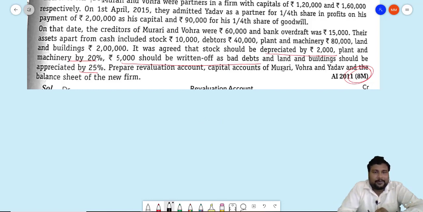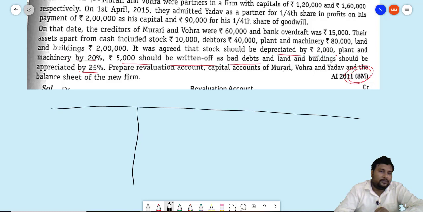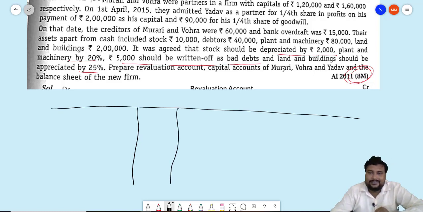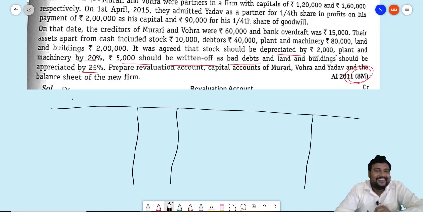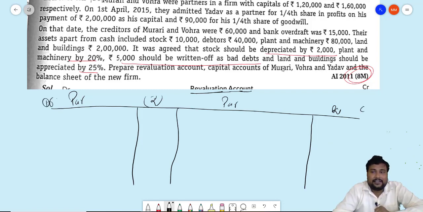I hope now you guys had prepared. So you check your answer of revaluation account. Sorry for the disconnected lines, it is not a straight line. Particulars, rupees. And here it is the revaluation account. So this side is debit, this side is credit.